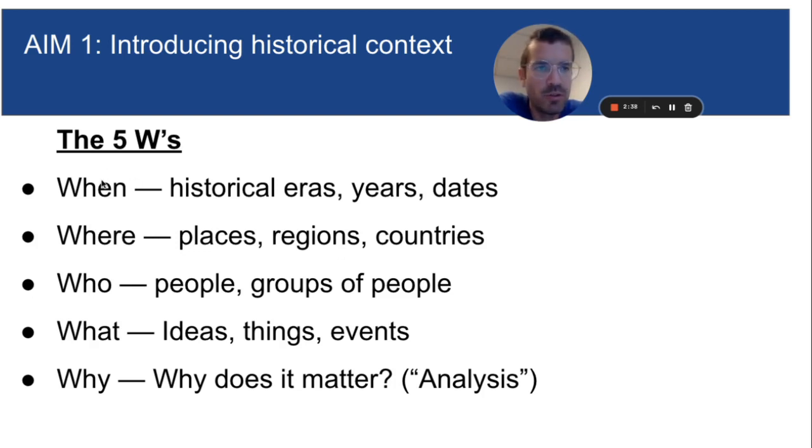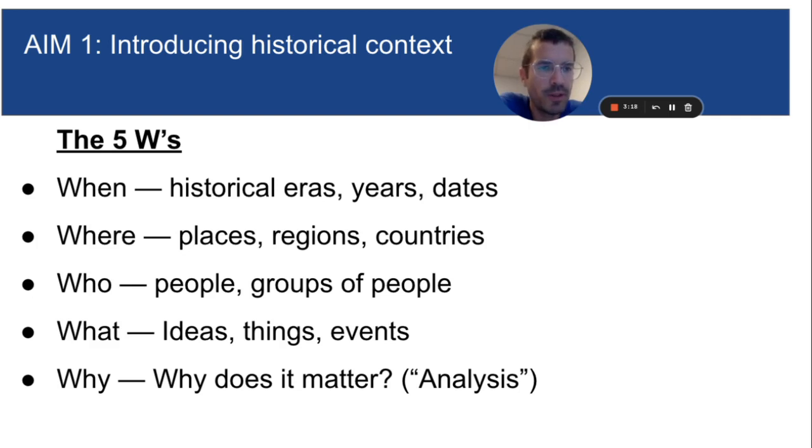When means historical eras, years, or specific dates that are relevant to the document. Where refers to places like countries or cities that are relevant to the document. Who refers to people or groups of people that are relevant. And what refers to events, things, or ideas. Excuse me, not people. Ideas, events, and things. And lastly, why means why is this time period important? I also call the why analysis, and you'll learn more about that later.